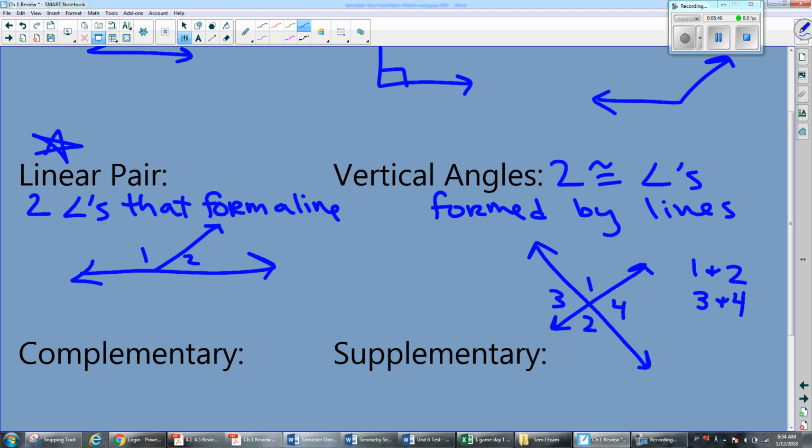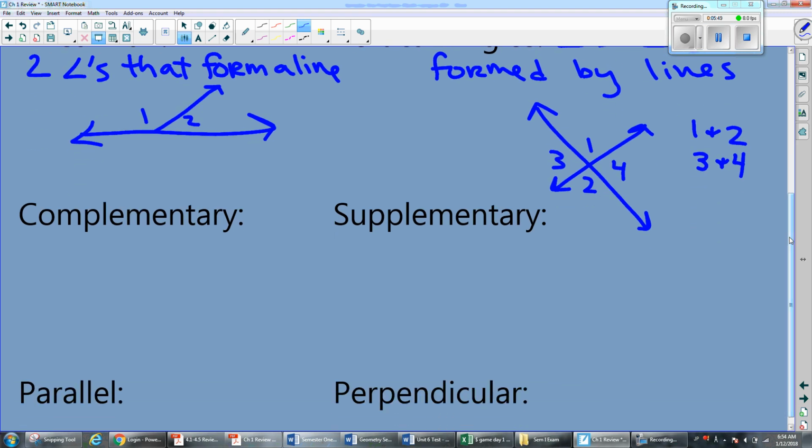Okay, complementary just means that they have a sum of 90 degrees. You can complement somebody who's 90 years old. You can't complement someone who's 180, because they're dead. That's how I like to keep complementary and supplementary, that's how I like to keep those definitions straight.